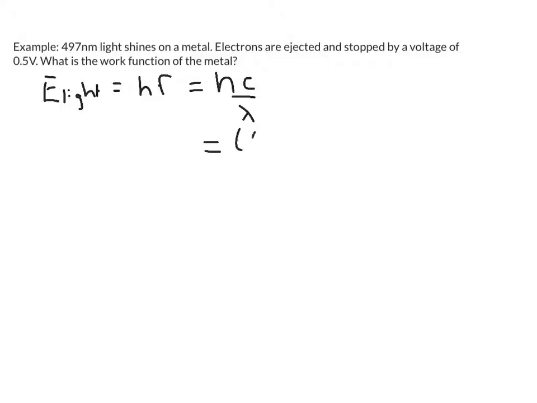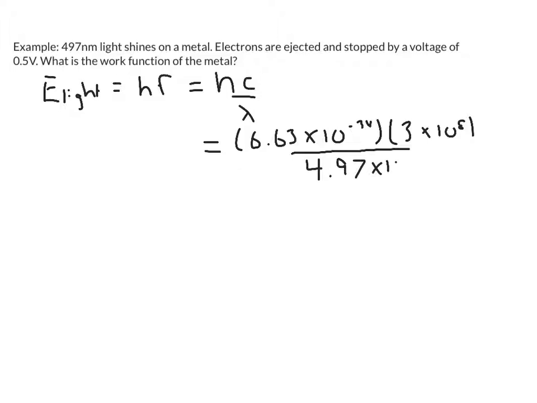H is Planck's constant. It has a value of roughly 6.63 times 10 to the negative 34. The speed of light is 3 times 10 to the 8. The wavelength of the light being used is 497 nanometers, or 4.97 times 10 to the negative 7 meters. If we crank all that out, the energy of the light works out to be 4 times 10 to the negative 19 joules. Each little machine gun bullet of that light carries 4 times 10 to the negative 19 joules of energy.